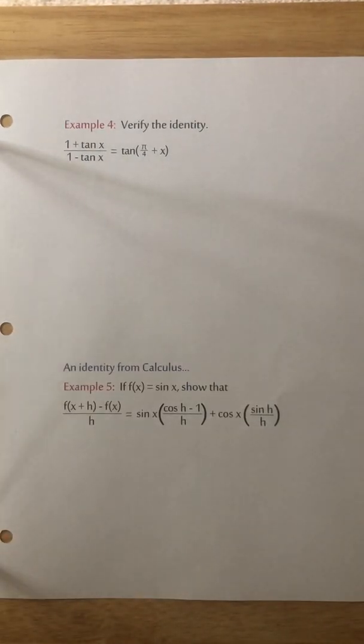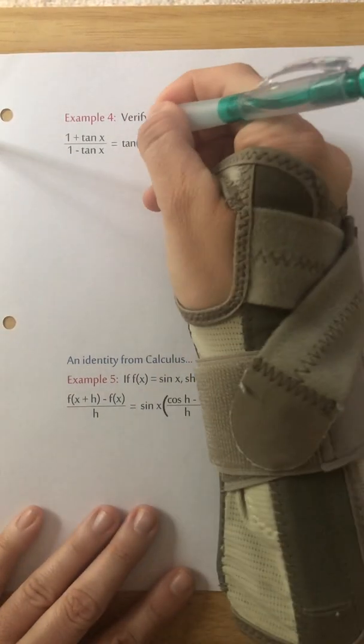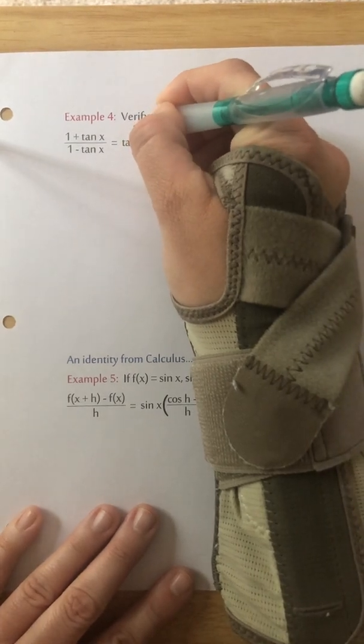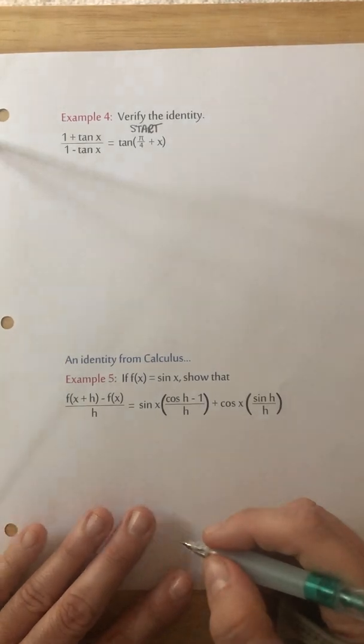Okay, example 4. We're going to start on the side that's more complicated. Neither side looks particularly easy, but we're going to start on this side because we're going to use our tangent formula.